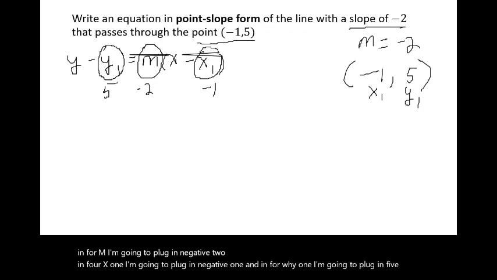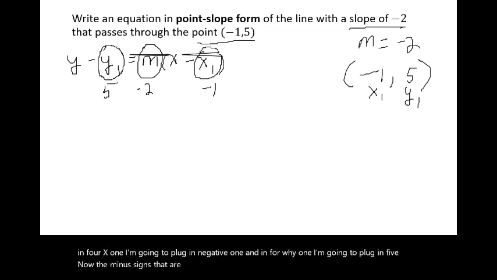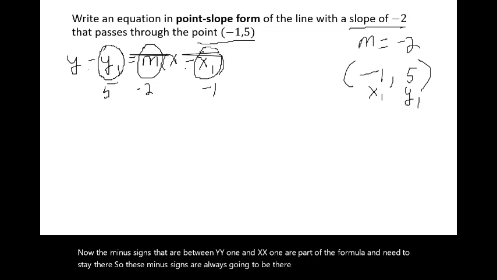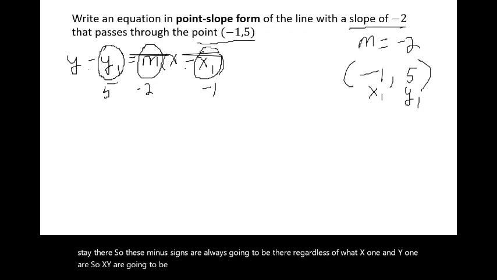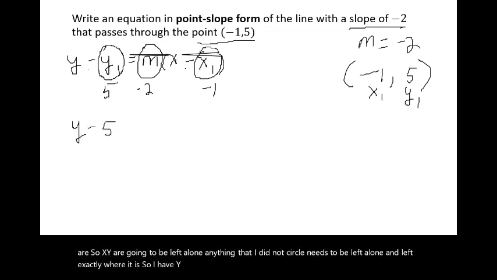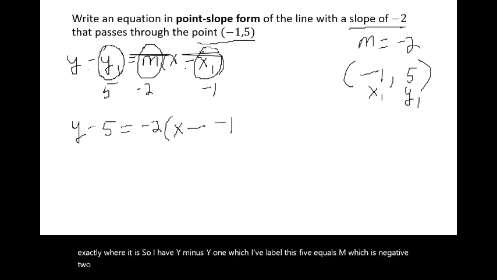Now, the minus signs that are between y and y1 and x and x1 are part of the formula and need to stay there. So these minus signs are always going to be there regardless of what x1 and y1 are. So x and y are going to be left alone. Anything that I did not circle needs to be left alone and left exactly where it is. So I have y minus y1, which I've labeled as 5, equals m, which is -2, times x minus x1, which is -1. Now, you really don't want to leave it like that.